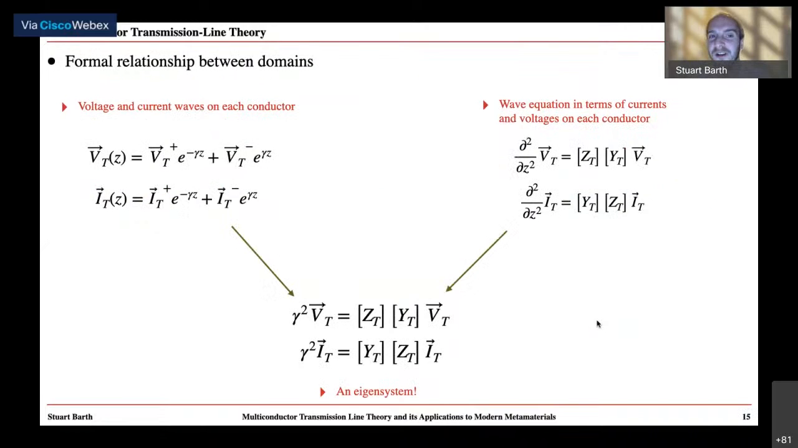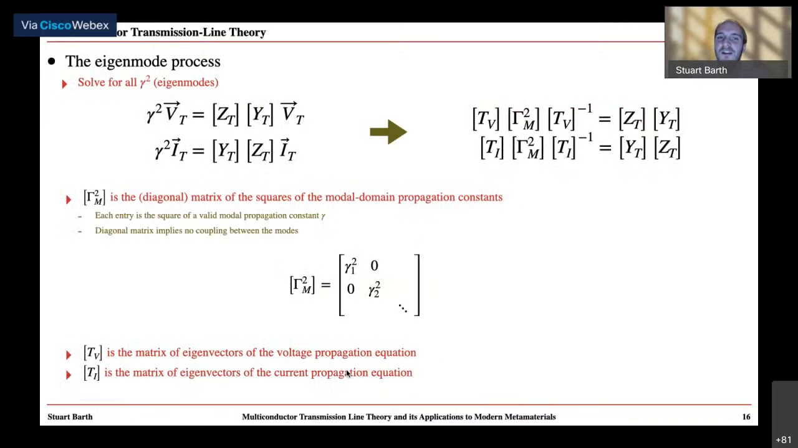Now, there is a formal relationship between domains that we've essentially already described. If we take the equations on the left, this tells us about the voltage and current waves on each conductor. And on the right, we have the matrix representation of the differential equation describing the propagation of waves in our MTL system. So we combine these two equations, as shown in the bottom middle, and what we find is that we get an eigen system. And why is this important? Because we can then solve this eigen system for all of the appropriate eigenvalues and eigenvectors.